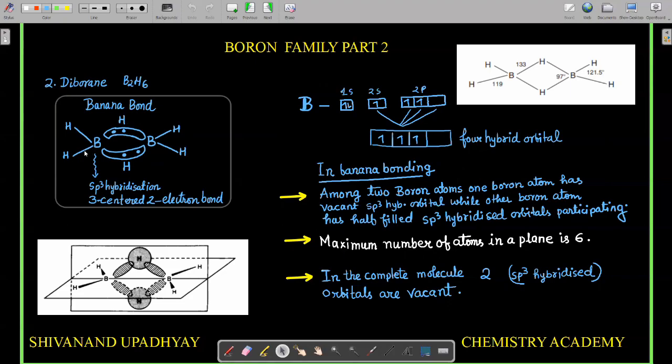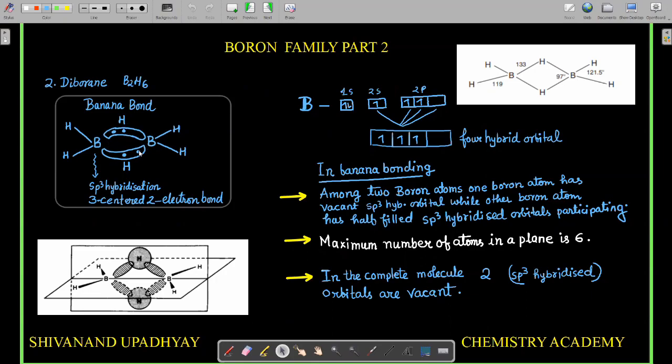So what is happening here is that boron has 3 electrons in the outermost valence shell, right? Here 2 electrons are participating in normal covalent bonds with hydrogen atoms, and this electron is from this boron atom. This hydrogen atom has this electron. There are 3 nuclei, this boron, and this hydrogen atom. So 3 centers, but electrons are only 2. So these 2 electrons are shared between 3 centers, 3 nuclei. That's why it is known as a 3-center 2-electron bond.